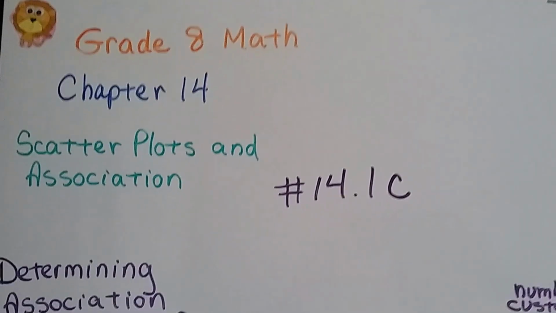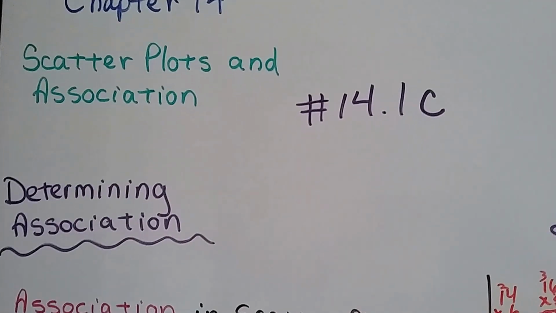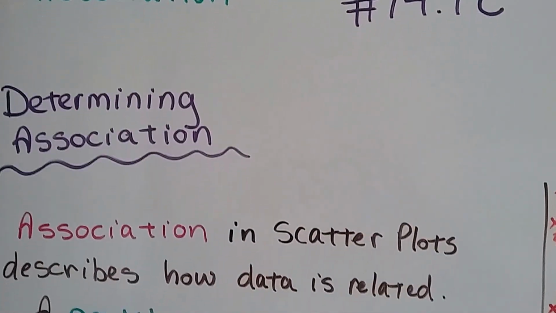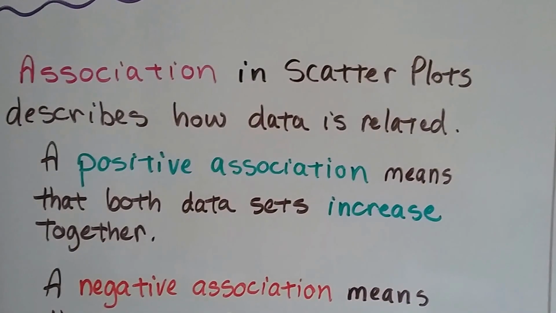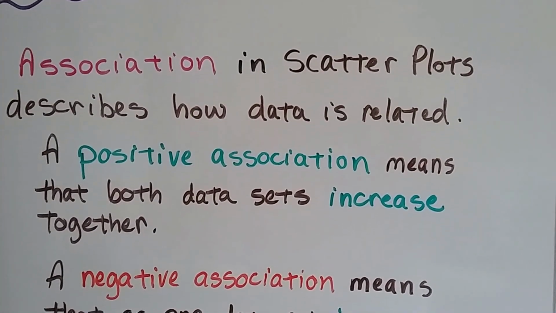Grade 8 Math number 14.1c. We've been talking about scatter plots, and now we're going to talk about determining association. Association in scatter plots describes how the data is related.